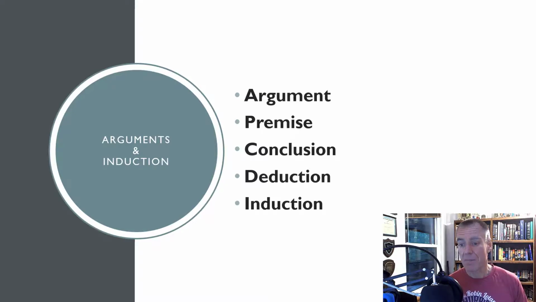Premises can be unlimited in number. Now, the claim that's being supported is called the conclusion, and every argument has one and only one conclusion. So premises are evidence or reasons being offered for the conclusion, and the conclusion is the point being argued for, what one is trying to prove.